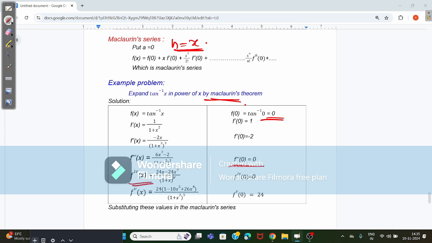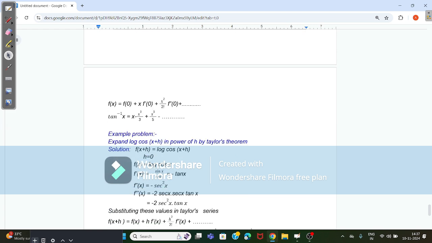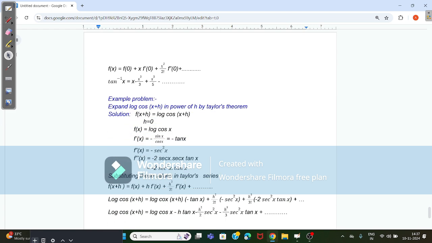Now f4 dash of 0 gives the value 0, and f5 dash of 0 gives the value 24. Okay, now substituting these values in the Maclaurin series, we get f of 0 plus x into f dash of 0 plus x square by 2 factorial f double dash of 0, and so on, which gives tan inverse x equals x minus x cube by 3 plus x power 5 by 5 and so on.